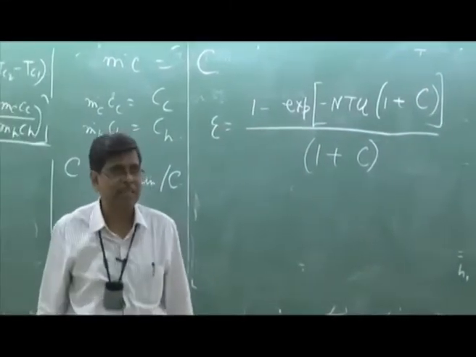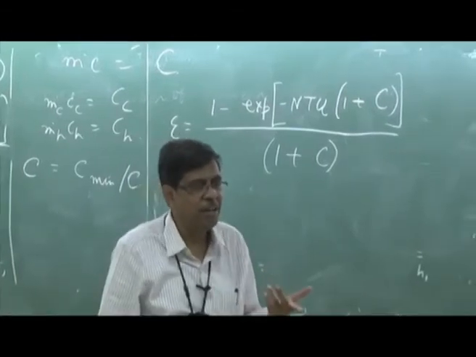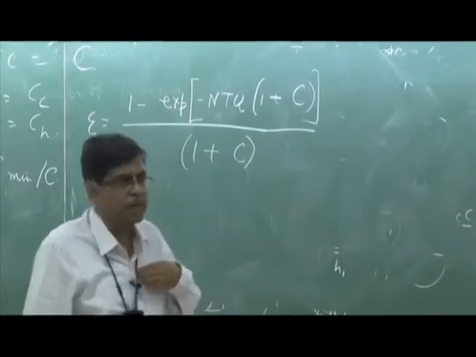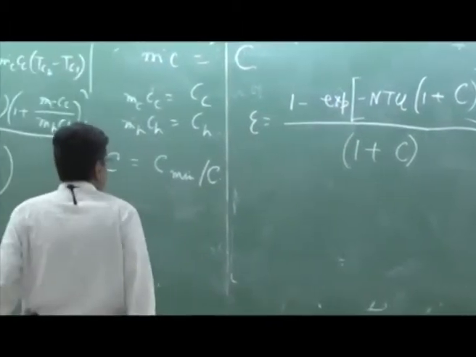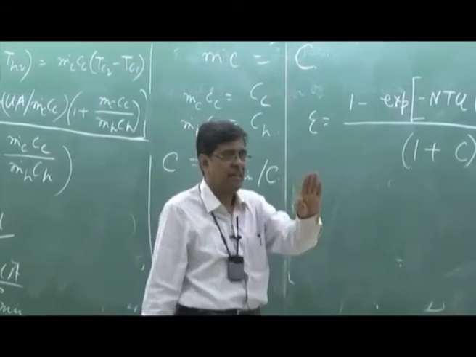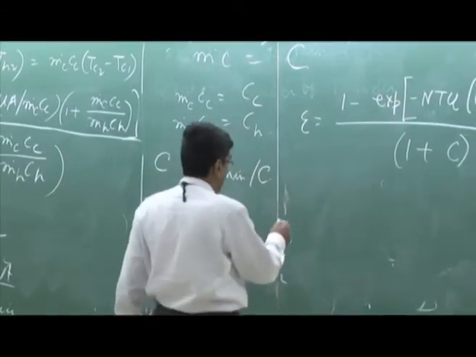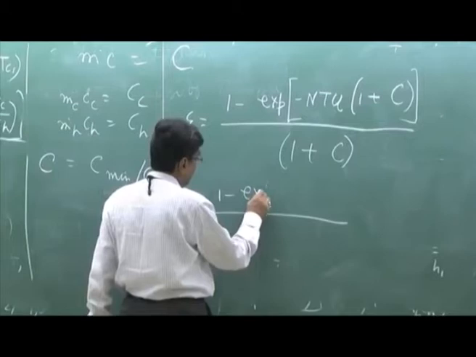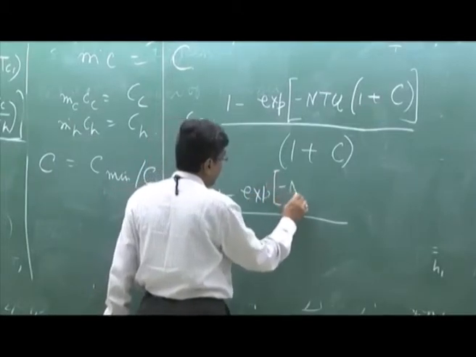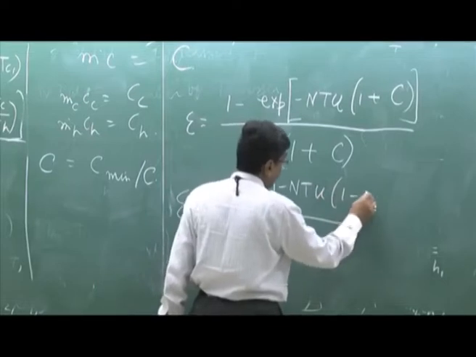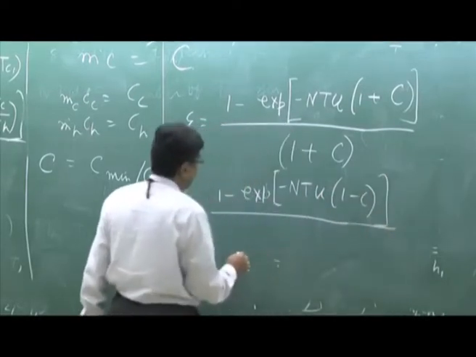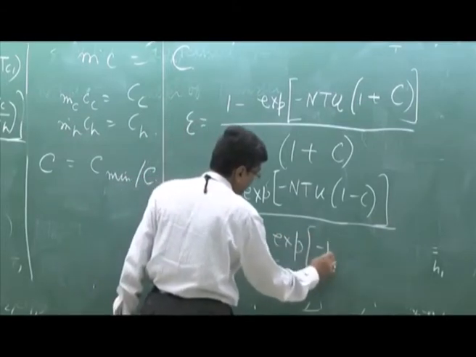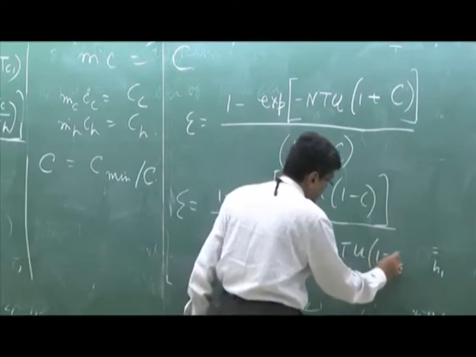The counter flow expression will be again tricky, and that I leave to you to do as an exercise. The expression will be epsilon is equal to 1 minus exponential function of minus NTU into 1 minus C, divided by 1 minus C into exponential minus NTU into 1 minus C.